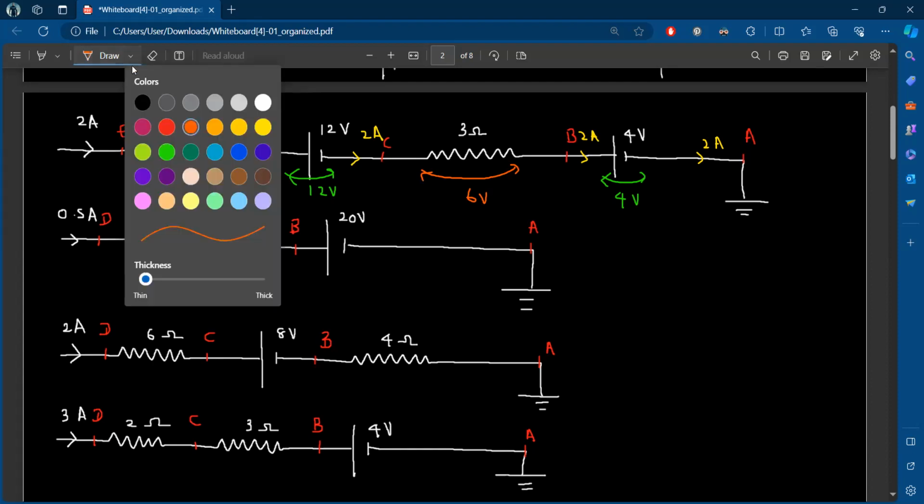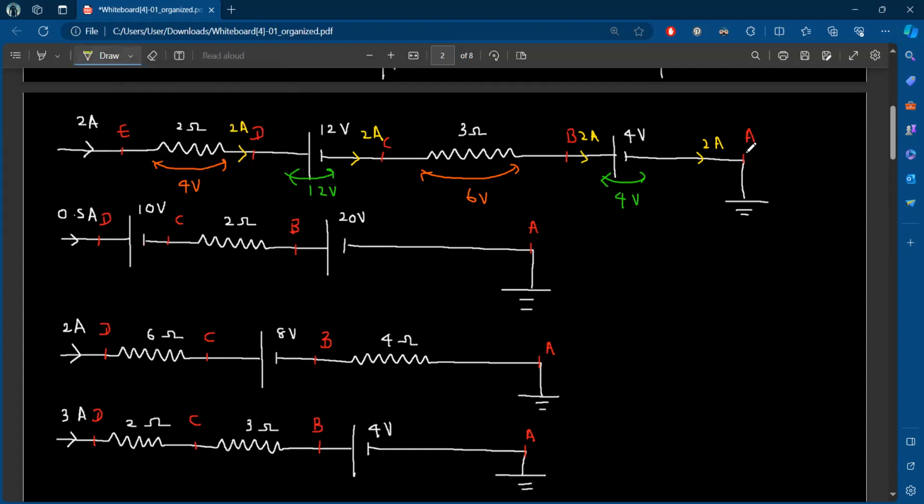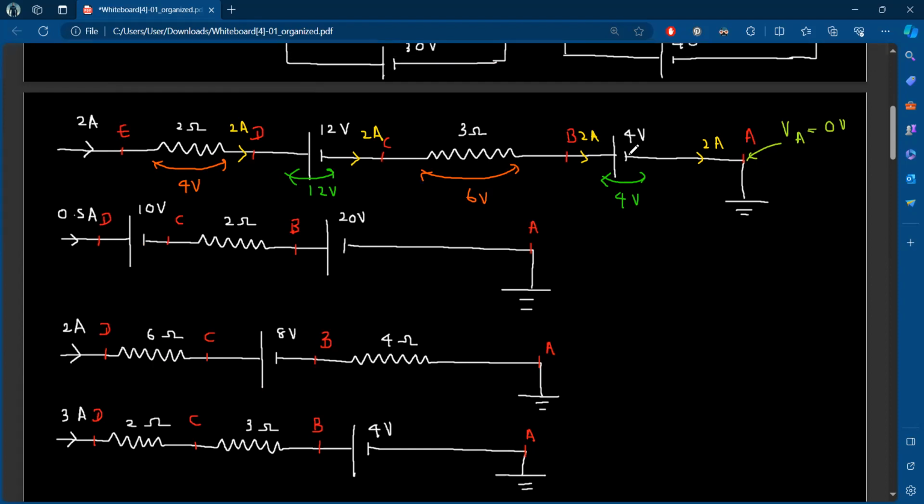Now, this point. What is the voltage at this point? VA is 0 volt. What is the age of the younger one? 0. What is the age difference? 4. What is the age of the older one? It's 4 volts. VB is equal to 4 volts.